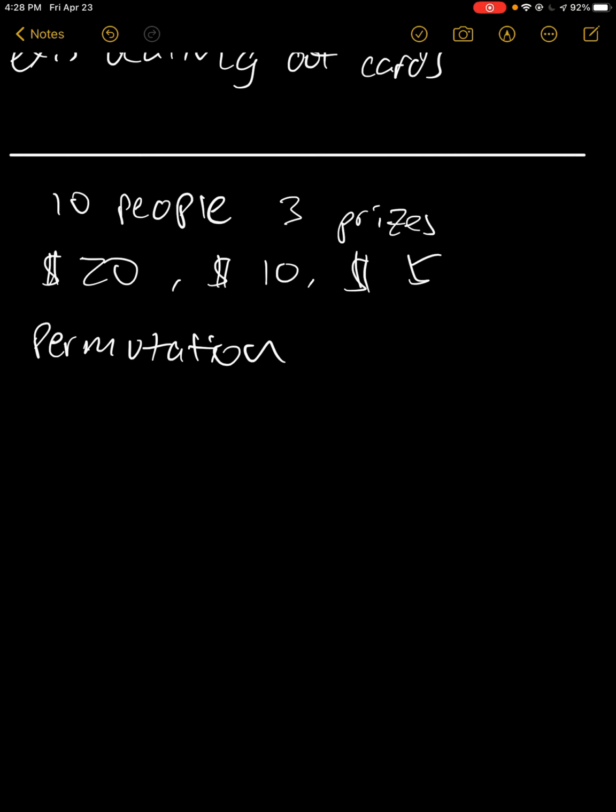So we have 3 prizes. If we want to draw a line, 1, 2, 3. This would be the $20 prize, this would be the $10 prize, and this would be the $5 prize. If order matters here, we know that there are 10 people, so 10 people have the possibility of winning the $20 prize.